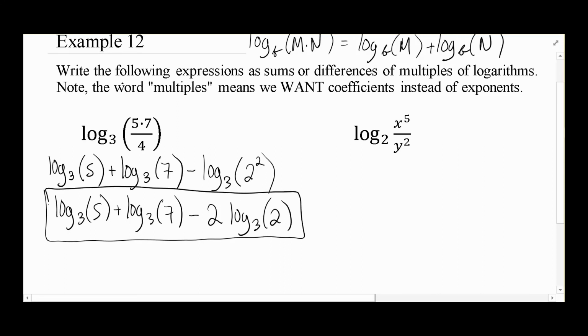Now we can do the same thing when it comes to variables. One thing I do want to point out is that we cannot bring the 5 down in front right now because your entire argument is not being raised to the 5th power. What we do have in our argument right now, though, is division. So we can rewrite this as a subtraction of 2 logarithms.